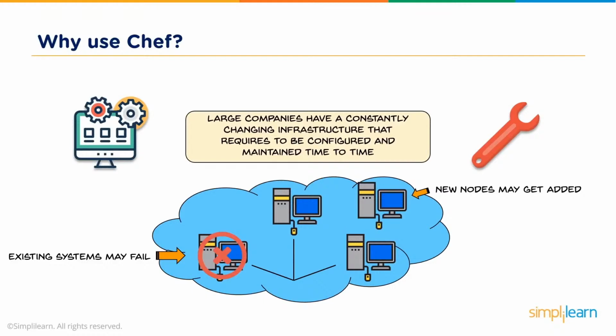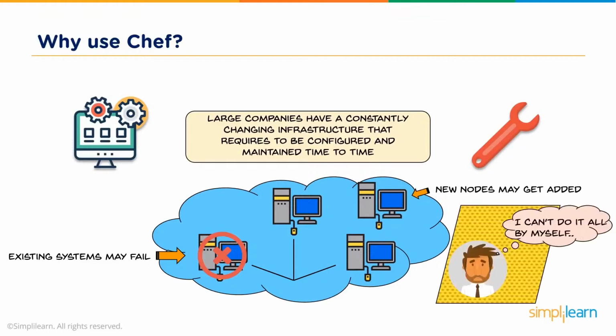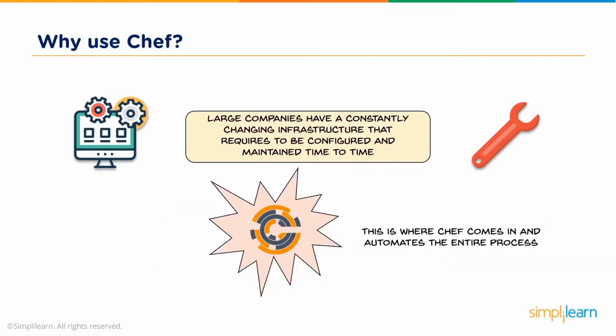In fact, when you're dealing with an infrastructure that size, there's a good chance systems may be failing. And in the long run, as your company expands, new systems may even get added. So what do you do? Well, you could say the company has the best system administrator out there, but all by himself, could he possibly take care of an infrastructure that size? No, he can't. And that's where Chef comes in, because Chef automates this entire process.